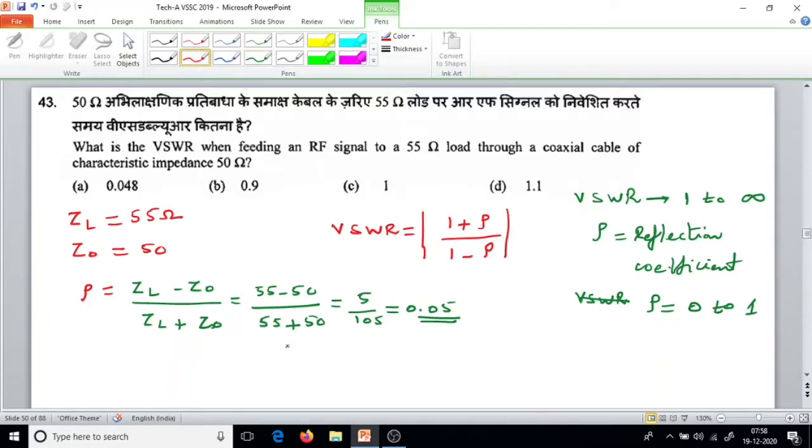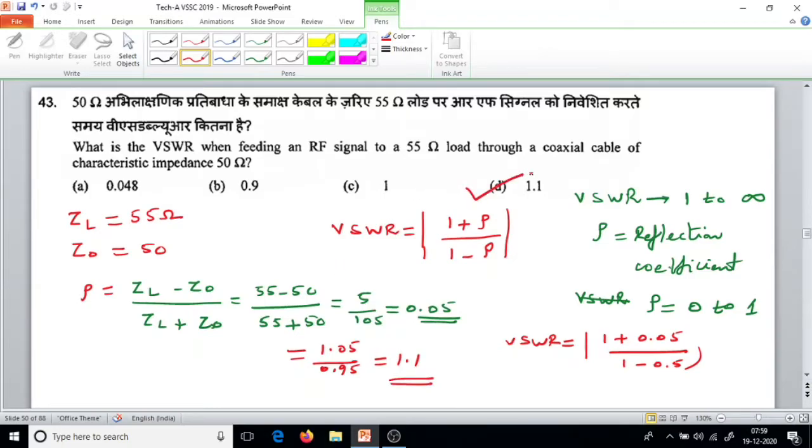Now we will put it in the VSWR. VSWR equals mod of 1 plus rho divided by 1 minus rho. What is the reflection coefficient we got? 0.05. So 1.05 divided by 0.95. It comes to 1.1. So the answer is option D.